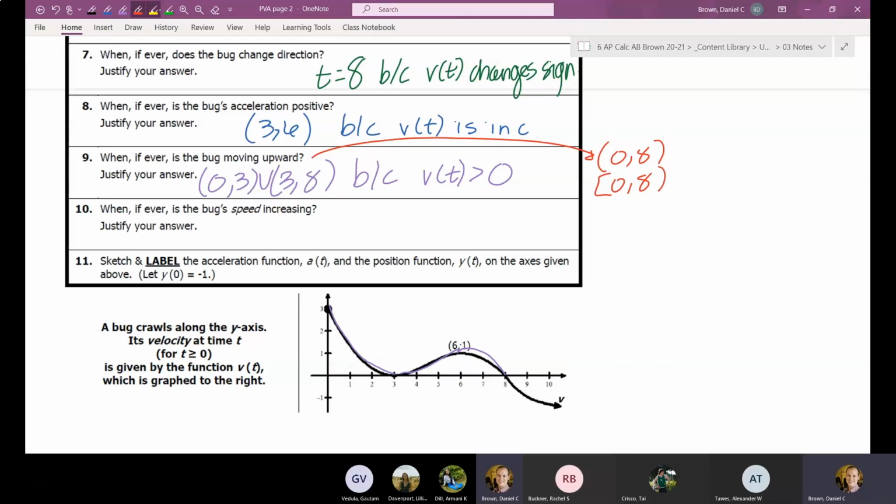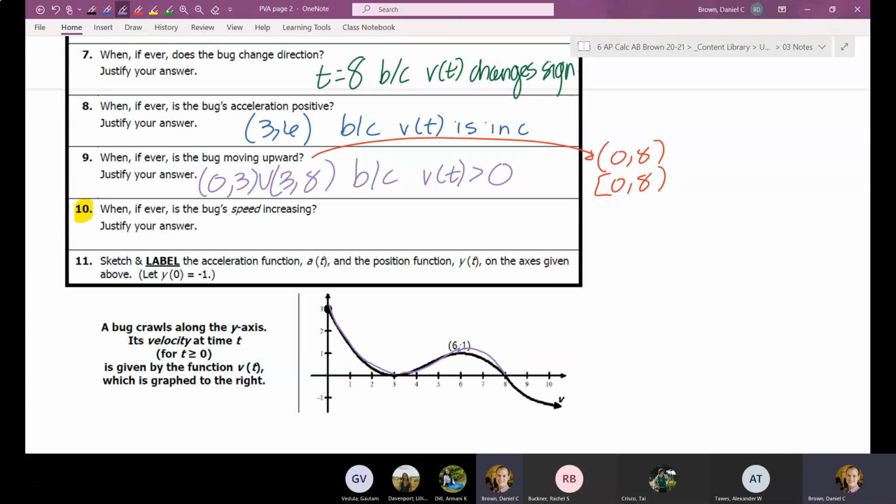Number 10 is the one that for some reason students always mess up on with dealing with speed. I think it's because the way we define speed in a calculus class is often different than how we think about speed. So when I'm looking at this one and I see that the bug's speed is increasing, we remember that speed actually relies on 2 things. If speed is increasing, what would have to be true? Velocity and acceleration have to have the same sign. So we're looking at the velocity graph.